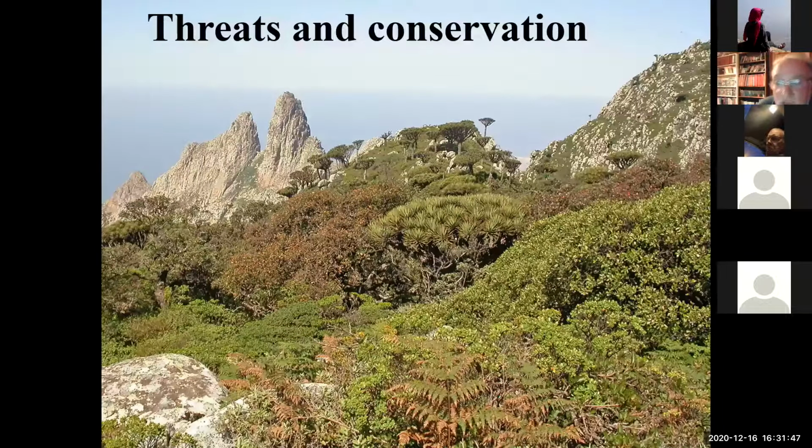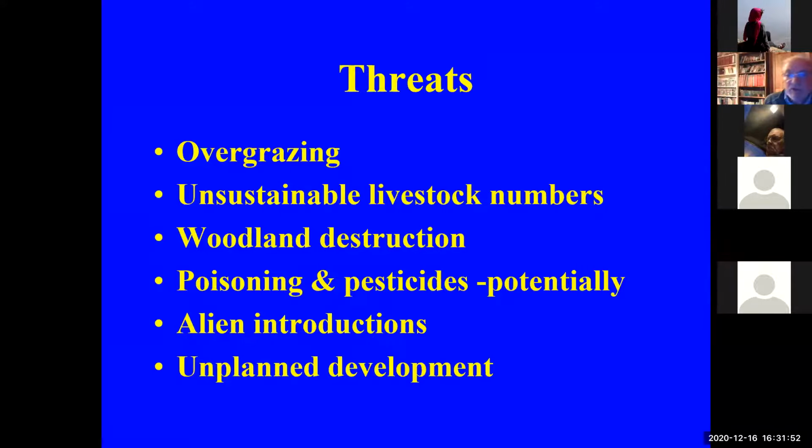And now on to threats and conservation. I'm not going to spend a lot of time on threats because I want to talk a little bit more about conservation in a minute. But these, as I see it, as far as birds are concerned, and this of course will apply to other taxa, are the main threats: overgrazing, unsustainable livestock numbers, destruction of woodland, potentially poisoning and pesticides, alien introductions, and unplanned development.